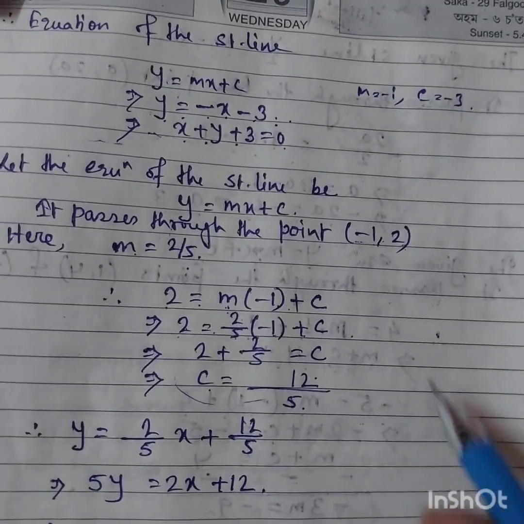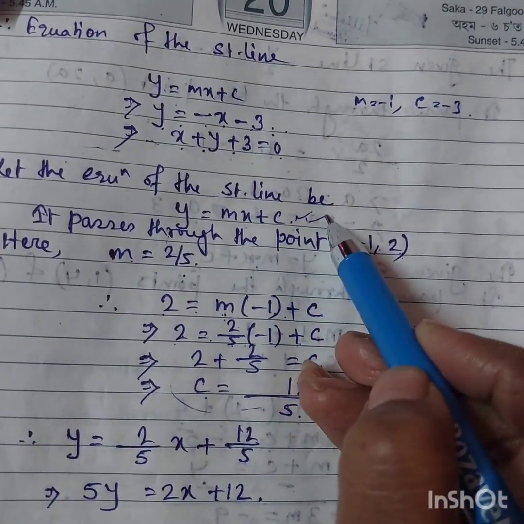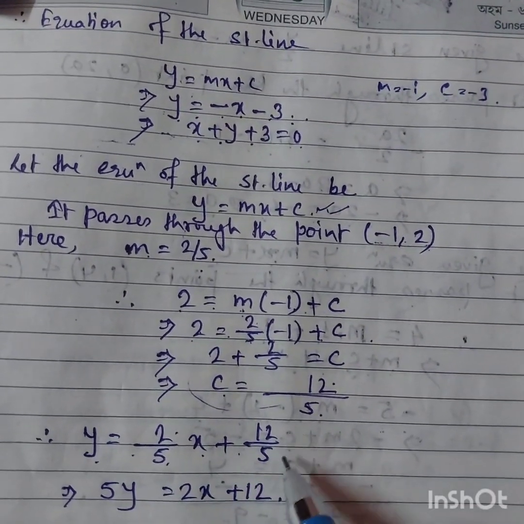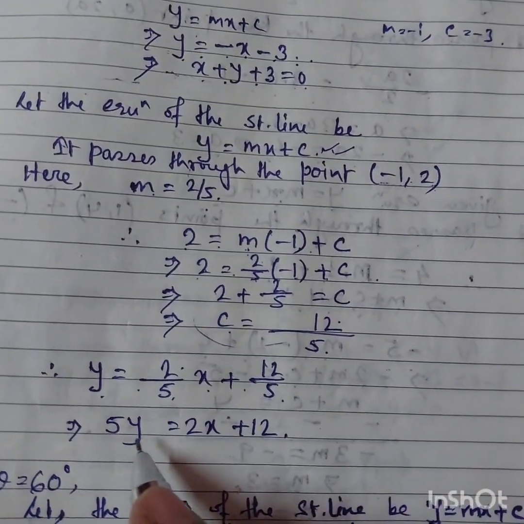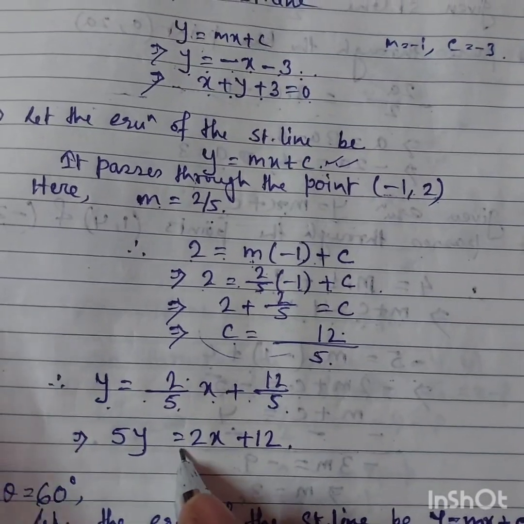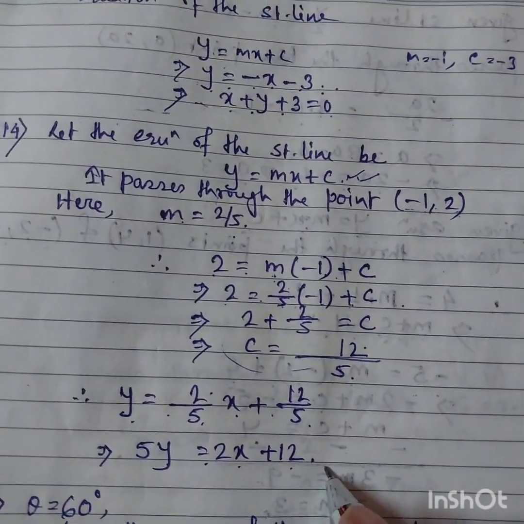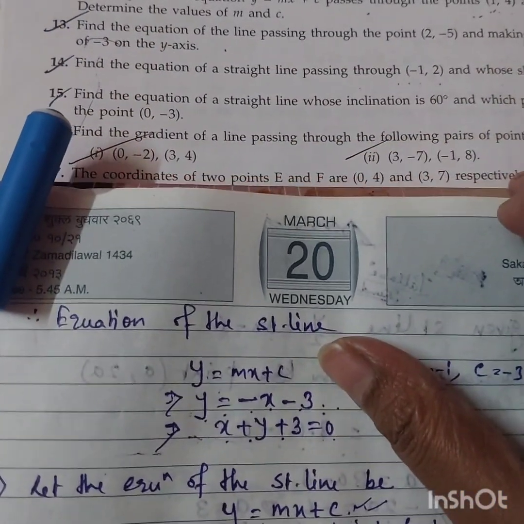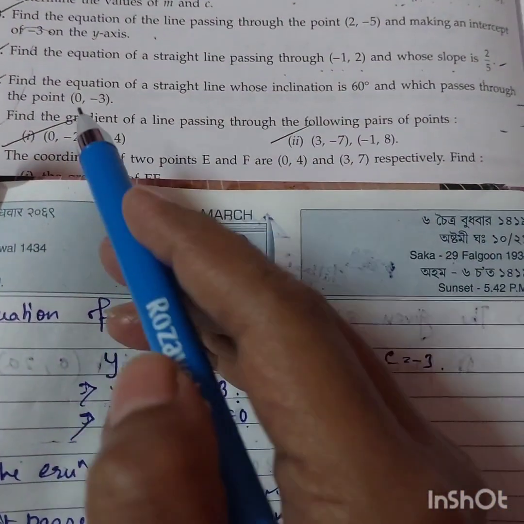Now put the value of m and c in this equation. So that is y is equal to 2 by 5 x plus 12 by 5. After calculating it, you will get 5y is equal to 2x plus 12. Okay, it is very easy. Now come to the next sum. This is also very easy.